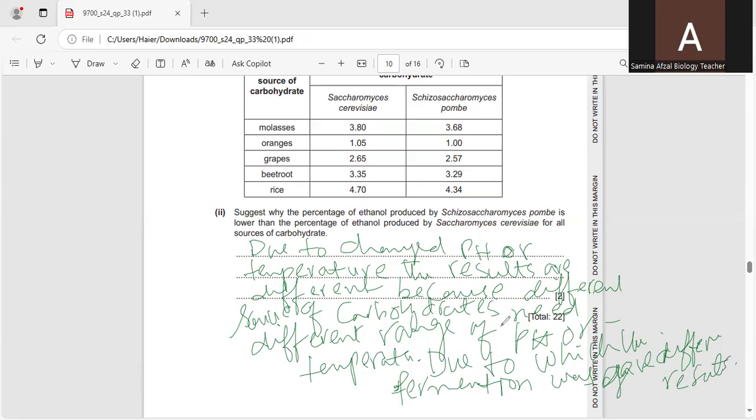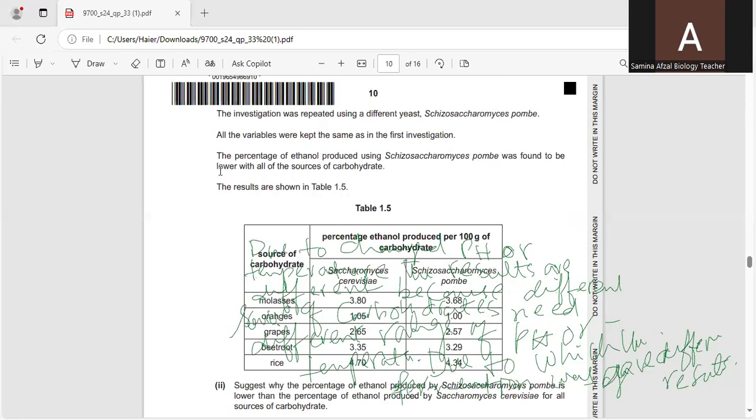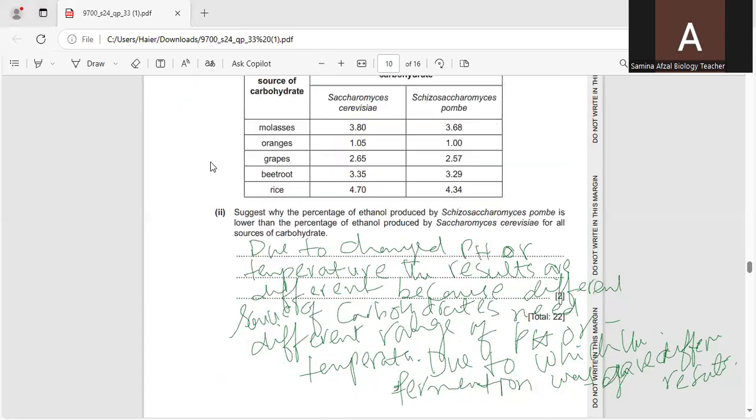It happens, it is a fact, that they do not work in the same condition. They need different conditions, they need different pH, they need different temperature. So in this way, the ethanol which was produced by using these two different varieties was different. So it was all about question number 1.